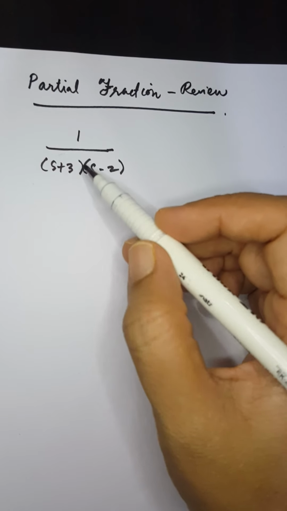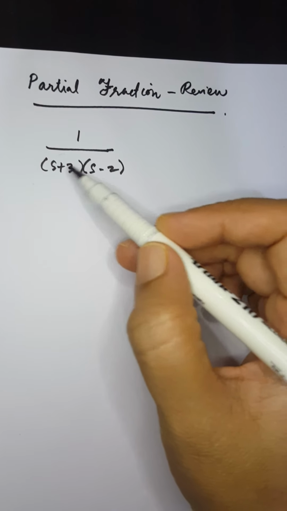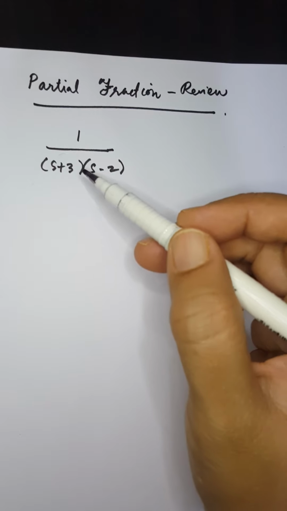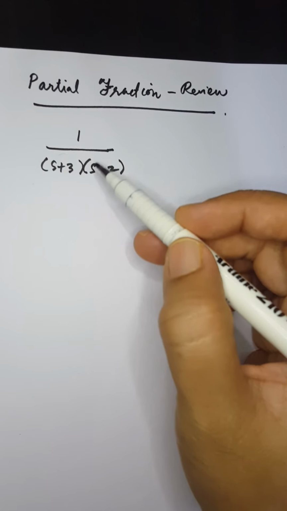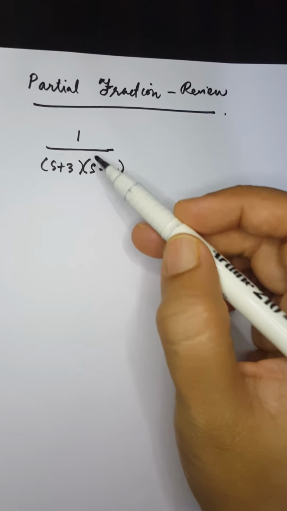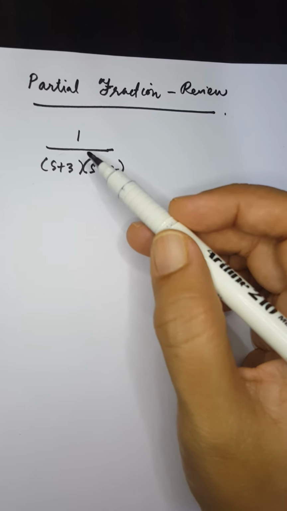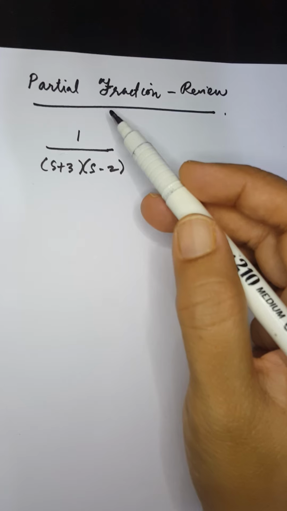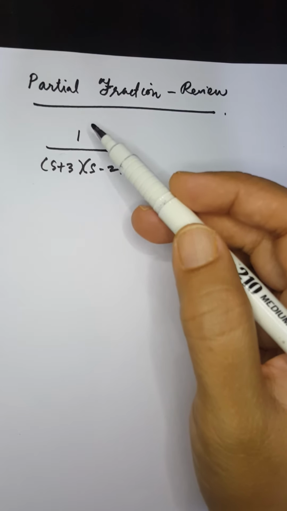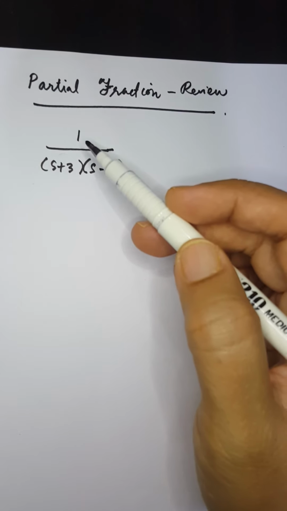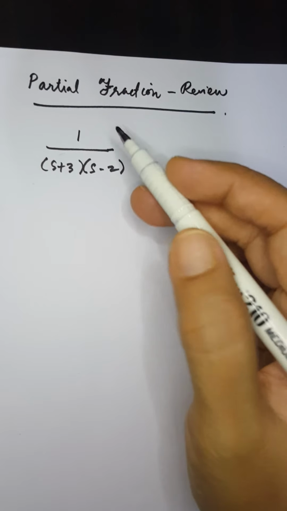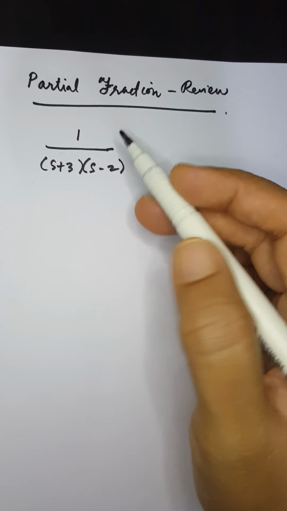Now we don't have a formula for these functions to be inversed, so we need to modify this function into what we call partial fractions. This one, partial fractions, you have learned before when you did your Calculus 1. So we review a little bit of the partial fractions.